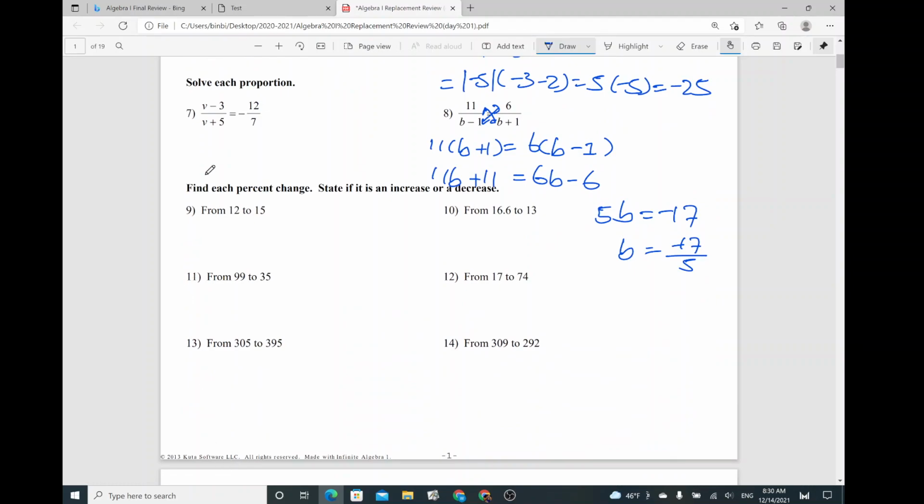So the other one is find each percent change. State if it's an increase or decrease. So from 99 to 35, obviously this one is decreasing. So 99 minus 35: the original amount, subtract the new amount, divide by the original amount, and then convert this number to a percentage. So 99 minus 35 gives you 64 over 99. Reduce if that's possible. If it's not possible, just put it into the calculator and then convert that to a percentage. It looks like this one is about 63 point something percent. So divide it and then convert that to a percent.